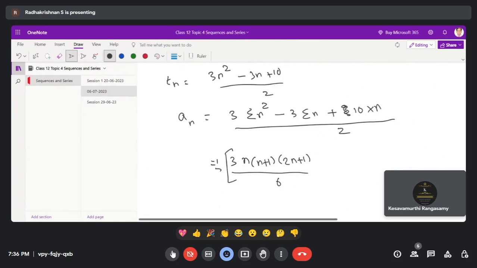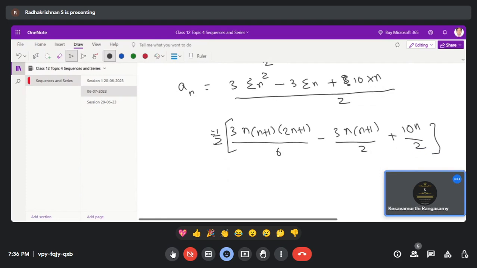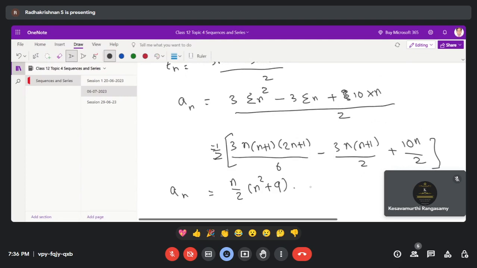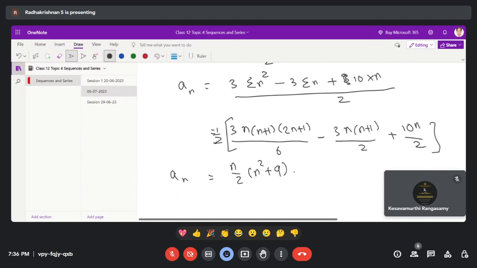Let me take this 1 by 2 outside. So I'll take the 6 out. So you can simplify this. So if you simplify this, what you get is n by 2 into n square plus 9. So this is your An. You can check it out. You can try to simplify and see.